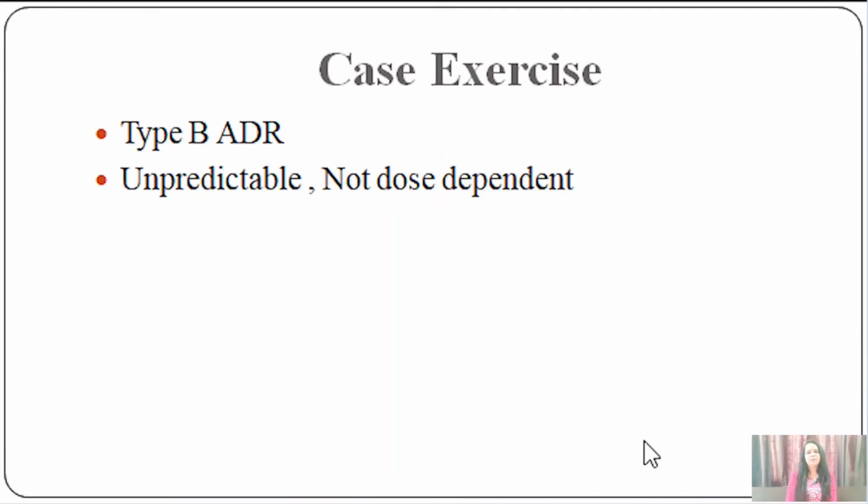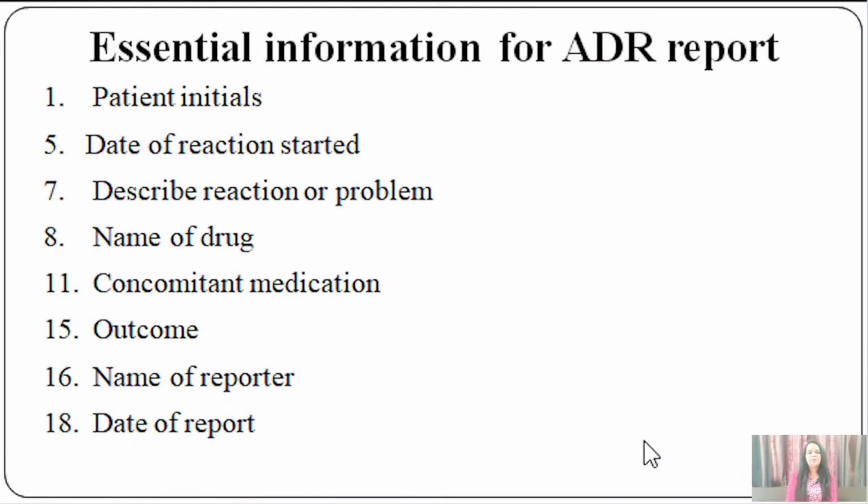This case exercise which is provided to you is a type B ADR, it is unpredictable and not dose dependent. Now coming to the essential information for ADR reporting when you are reporting it in VigiFlow or to the NCC center. The essential information is patient initials, date the reaction started, description of the reaction or problem, name of the drug, concomitant medications, outcome of the reaction, name of the reporter and date of the report. These are the essential information for reporting of the ADR.